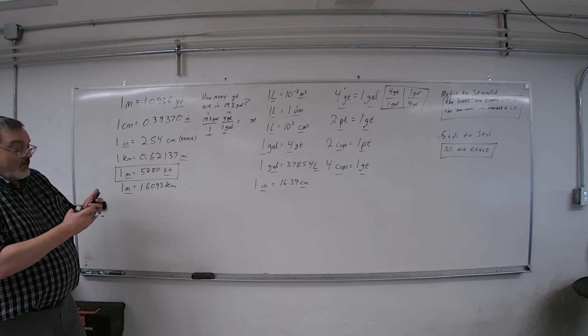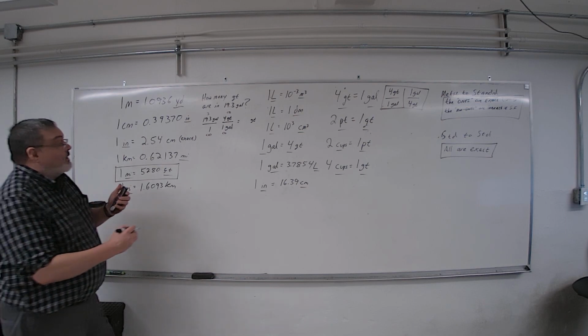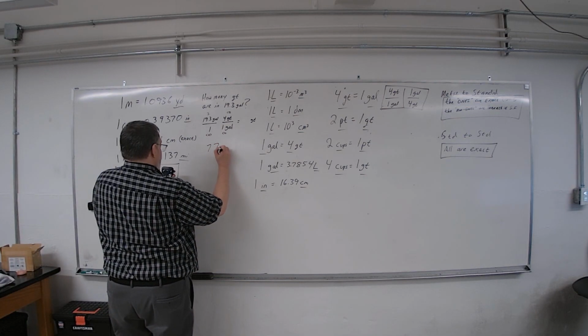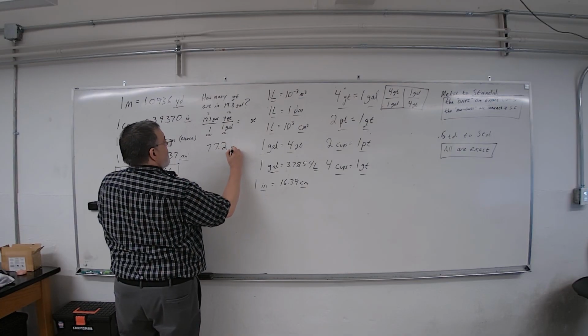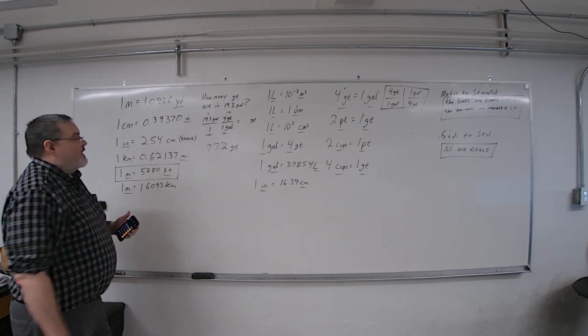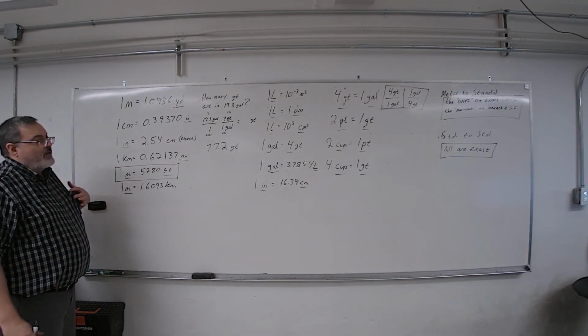19.3 times 4 is really all we're doing. I end up with 77.2 quarts. It's already in the right number of significant figures, so I don't have to do anything.